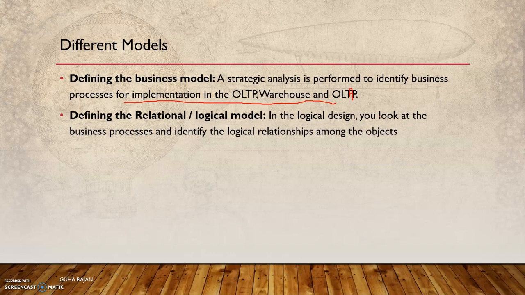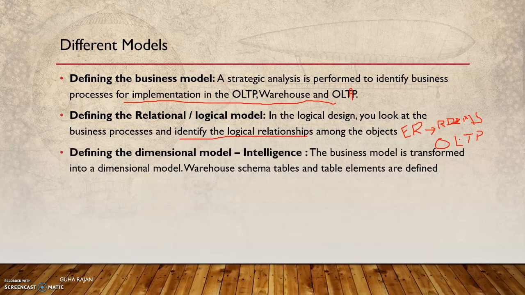So first is defining the business model, and then comes defining the relational and logical model. With the business process, you identify the logical relationships, and this is where the entity relationship diagram plays a critical role. The ER diagram gets transformed into the data model, that is the relational model, which is where the RDBMS happens, and that is where the OLTP, online transaction processing, happens as well, or the OLTP system, you can say.